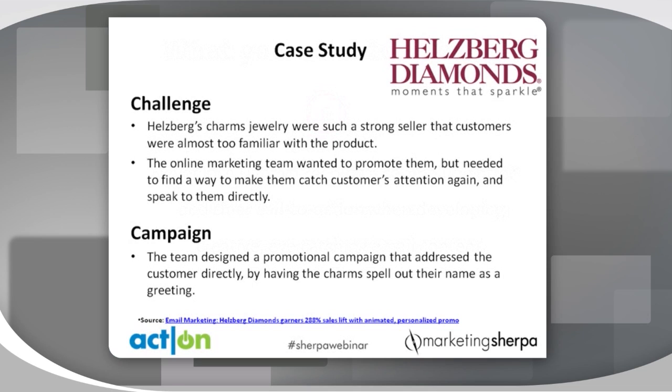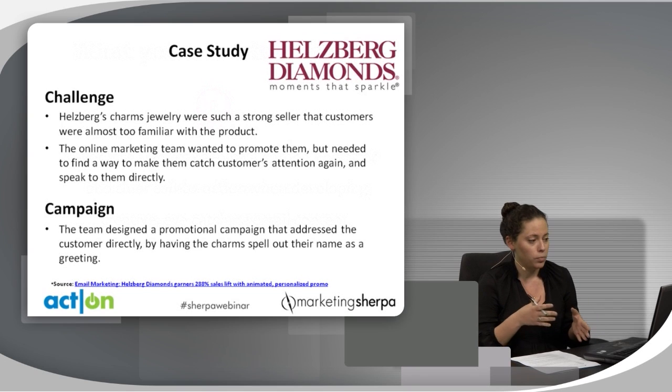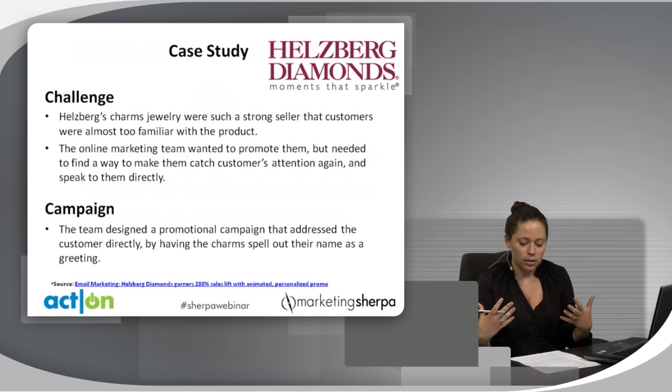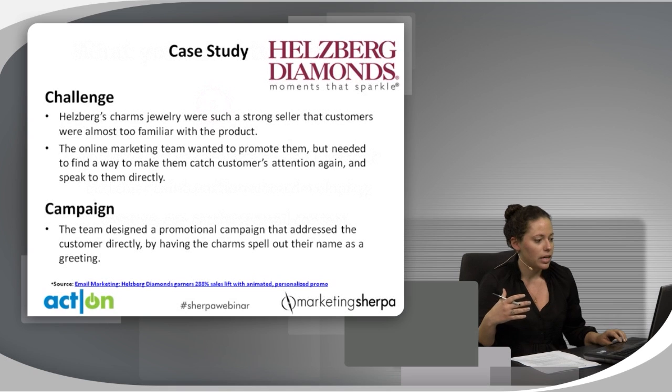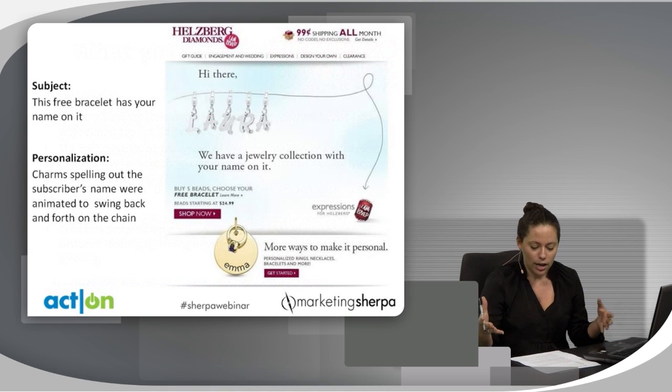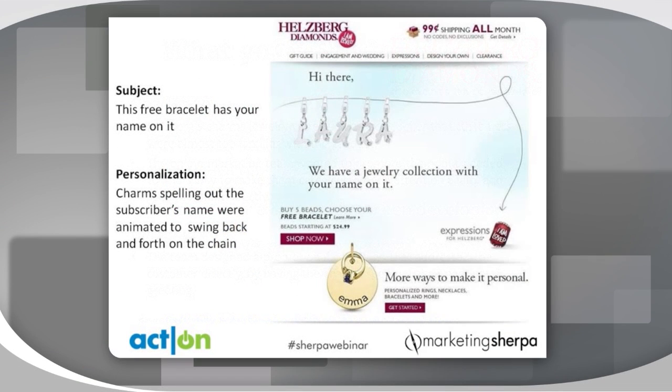and call to action. So Helzberg Diamonds were looking for a way to bring customer attention back to a staple product of theirs, their charm jewelry. And customers were almost too familiar with the product, so the team designed a promotional campaign that addressed the customer directly by having the Helzberg charm spell out their names in the greeting. So the marketing team designed the animation so that it was the most prominent part of the email, but they didn't sacrifice their compelling offer, which is still very prominent in the lower corner. So, buy 5 beads, choose your free bracelet, and their call to action, shop now. It's still emphasized in the email, and they didn't lose it.